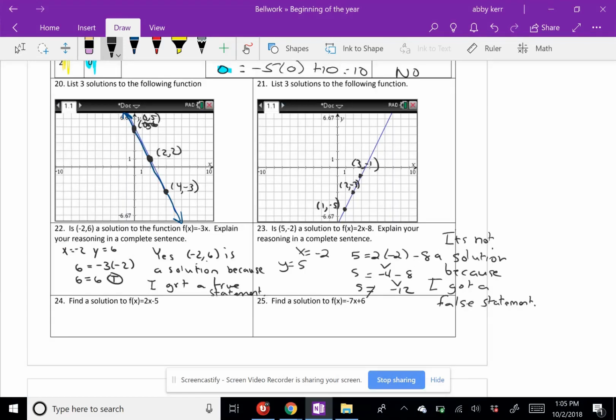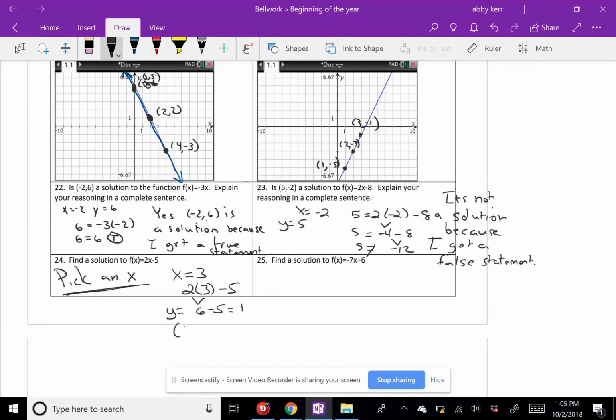24 and 25, this is a level 4 question, coming up with your own solution. Easiest way to do this, pick an x. Any x. So I'm going to choose x equals 3. Plug it in. 2 parentheses 3 minus 5. 2 times 3 is 6 minus 5 equals 1. You just calculated your y value. So this ordered pair would be 3, 1.